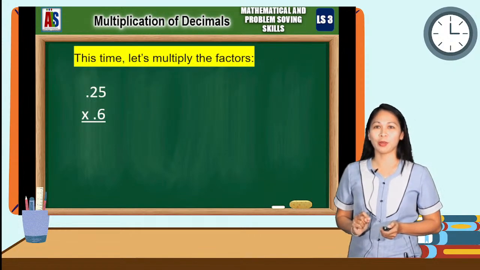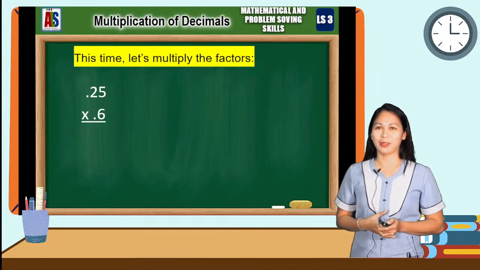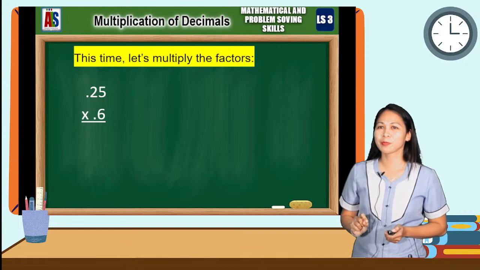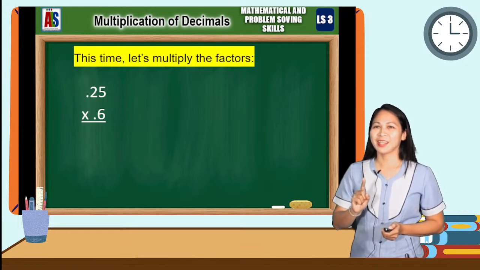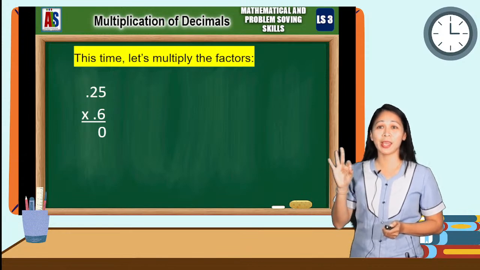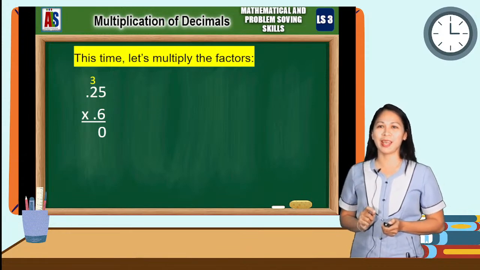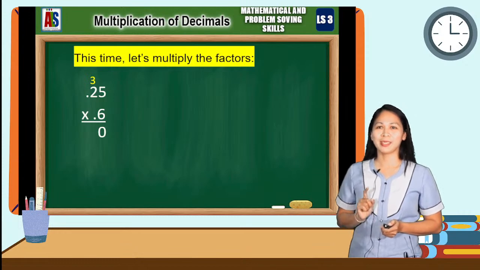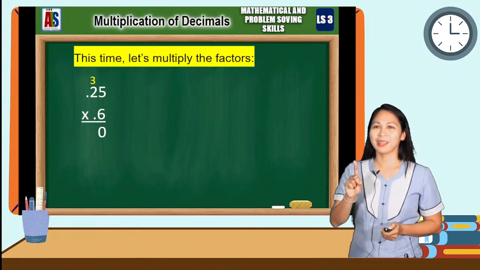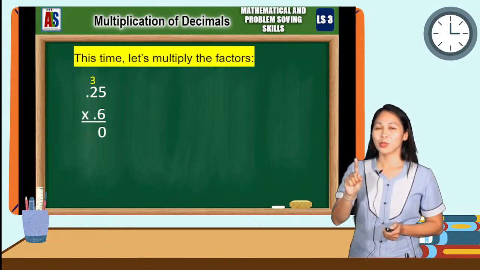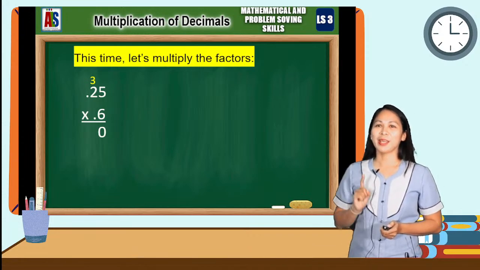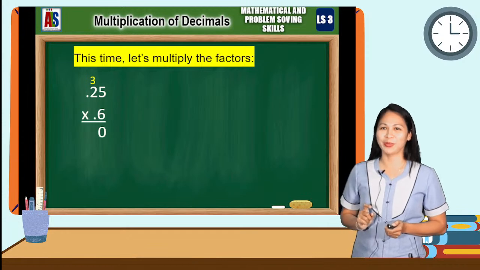Using the short method, let's multiply the factors. When you multiply 6 times 5, that is equal to 30. Write 0 below the column of 5 and 6 and regroup 3 above 2 in the multiplicand. Now, multiply 6 times 2 is equal to 12. Add 3, that was regrouped. So 12 plus 3 is equal to 15. Write 15 in the left of 0.